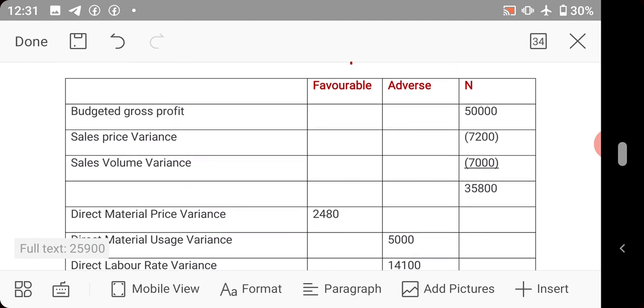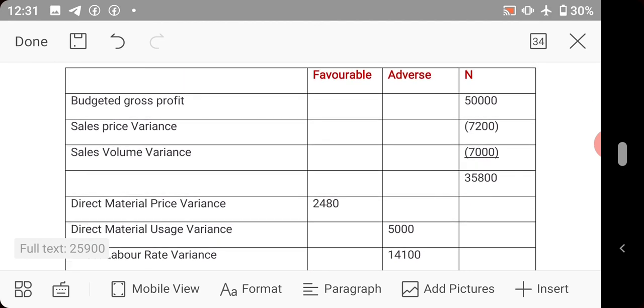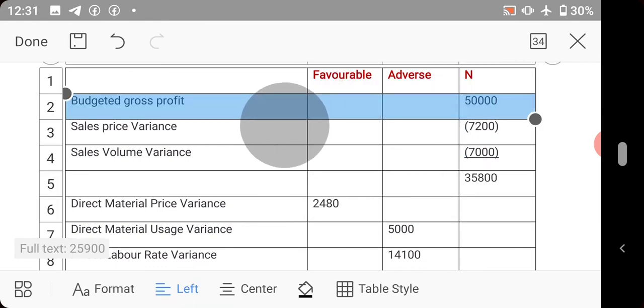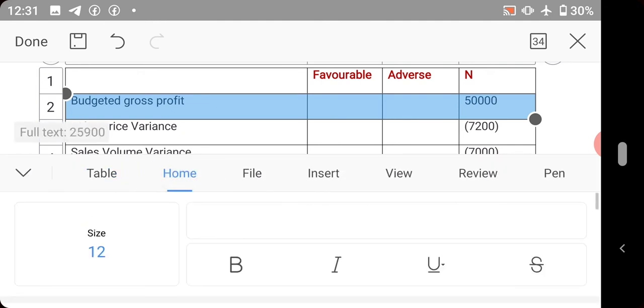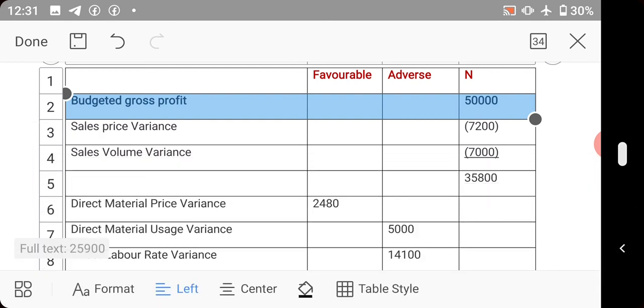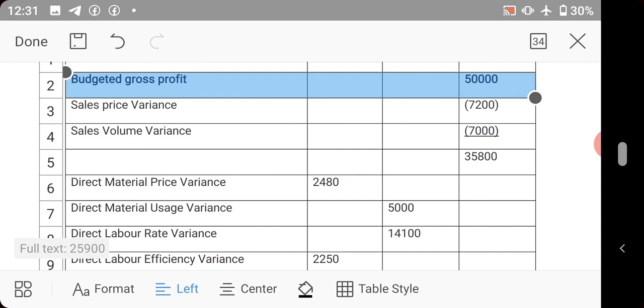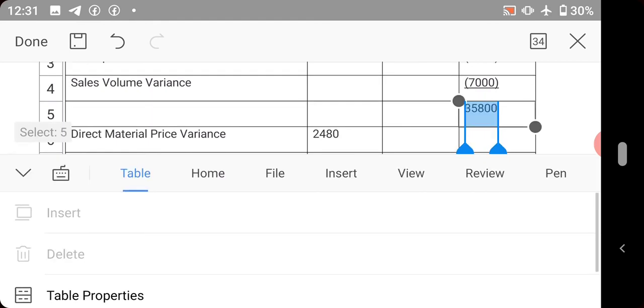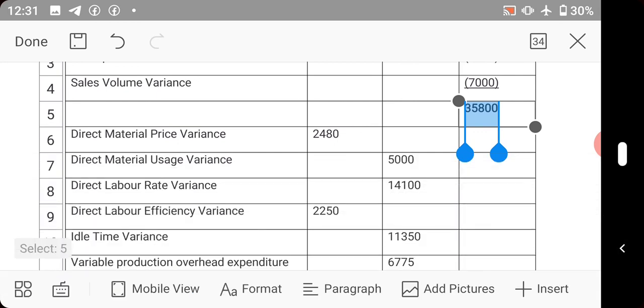Now reconciliation is easy. You bring in your budgeted profits, which is this. Let me highlight it for easy identification. When you bring in your budgeted gross profit, you less your sales price variance because it's adverse. You also less your sales volume variance because it's adverse. When you less these both, you now have this.